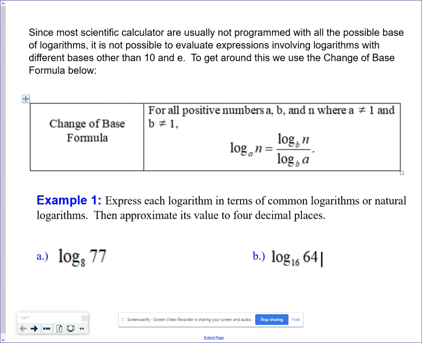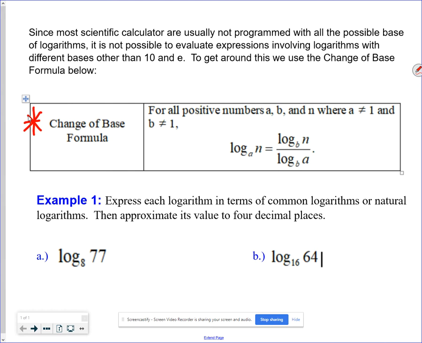The way we're going to get around it is we're going to use this formula. It's called the change of base formula. What it does, it lets you rewrite any logarithm of any base into two logarithms using division. But those two logarithms have to have the same base. So since our calculator does base 10 and base e, if we want to use our calculator, we're going to rewrite them with the common log or the natural log.